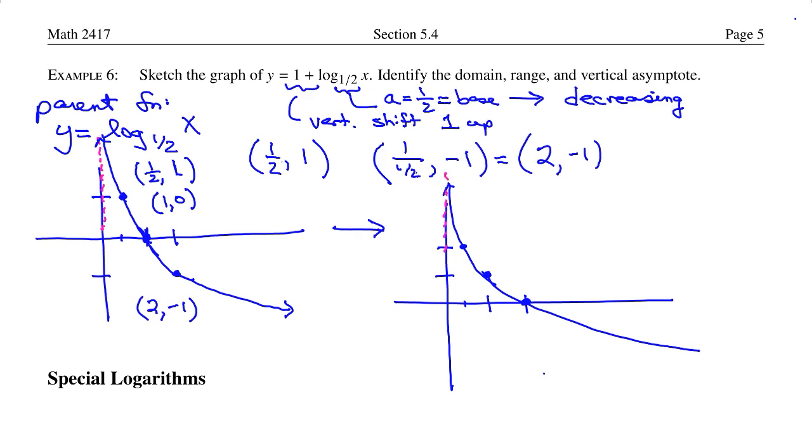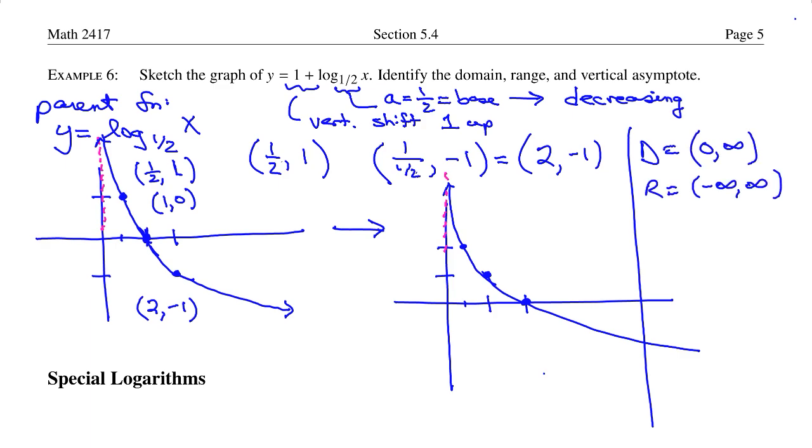And now we need to identify the domain, the range. So the domain is 0 to infinity. The range is negative infinity to infinity. And the vertical asymptote is still x equals 0. So the vertical shift did not affect any of the domain elements here, which is sort of the one to worry about for logs.